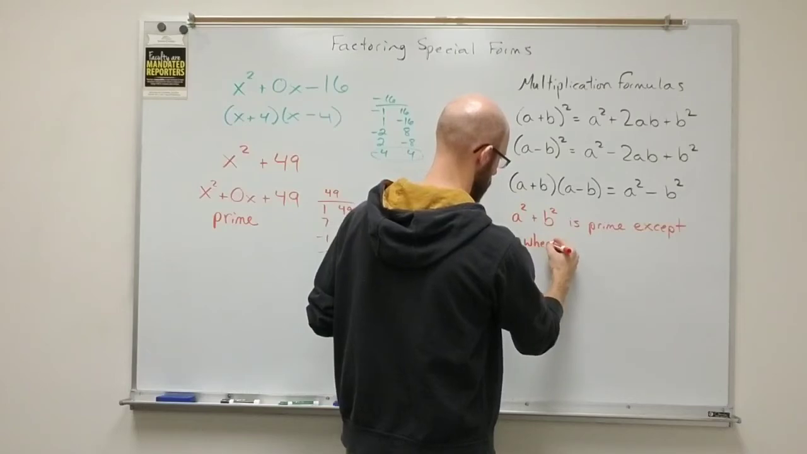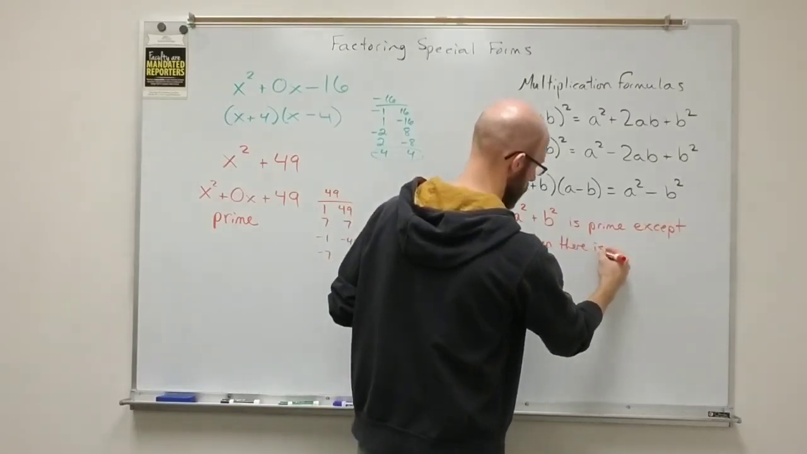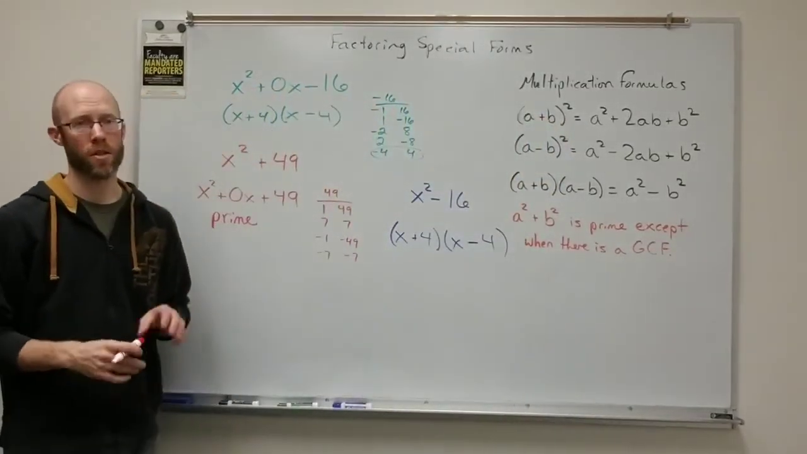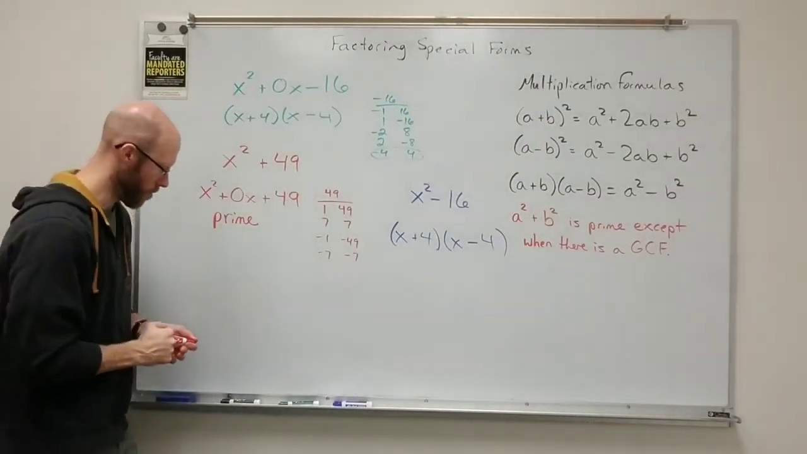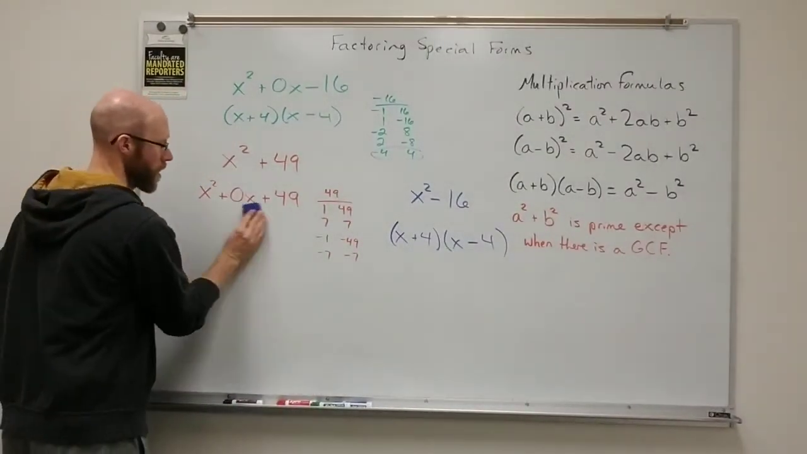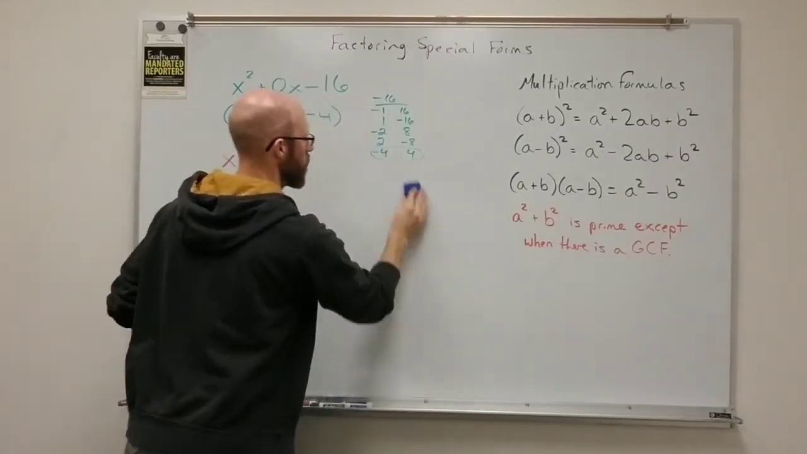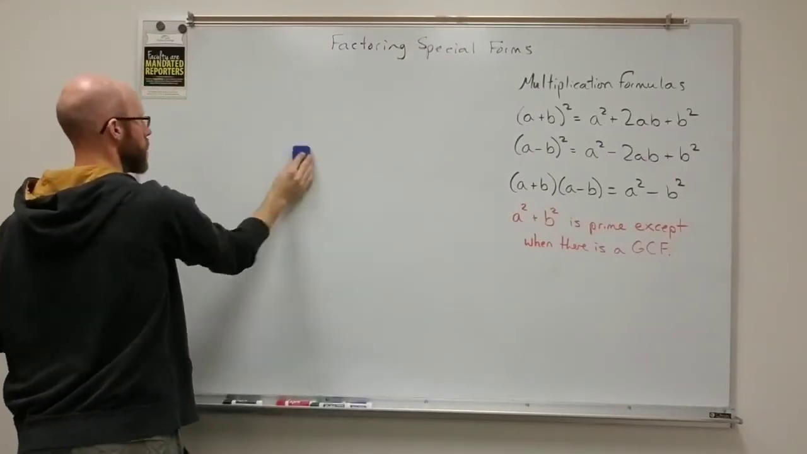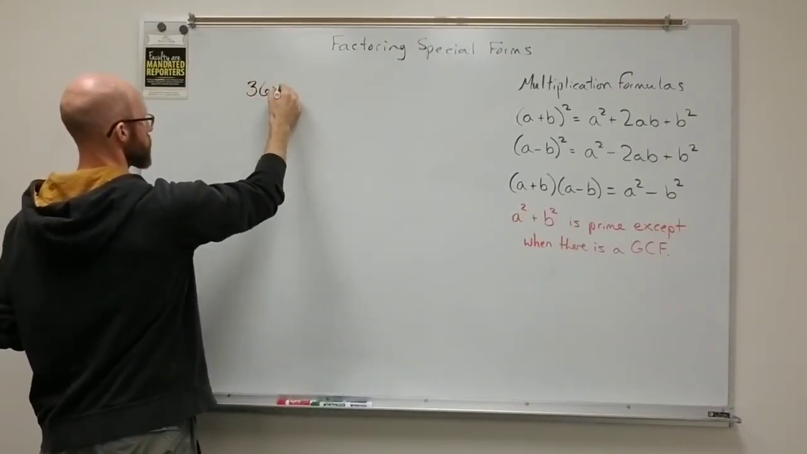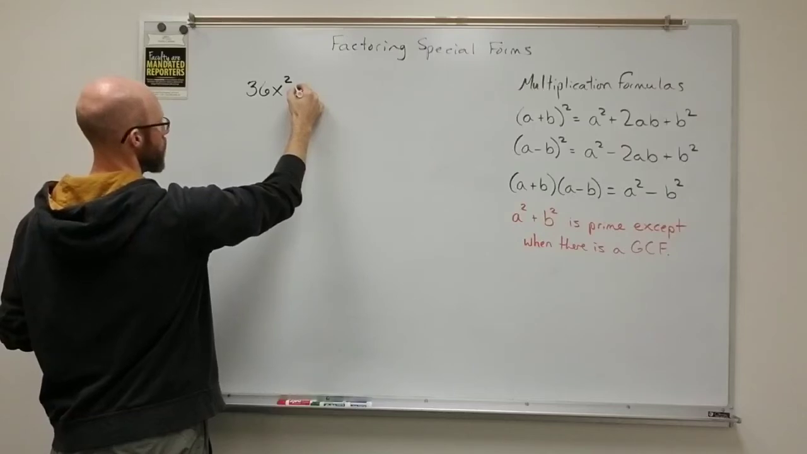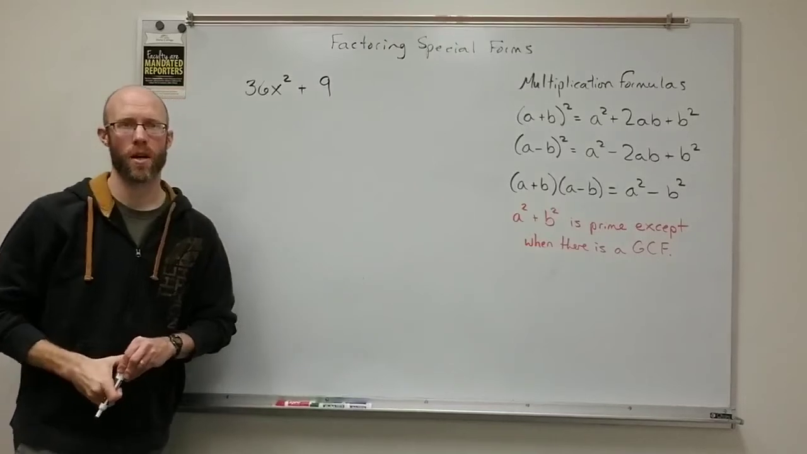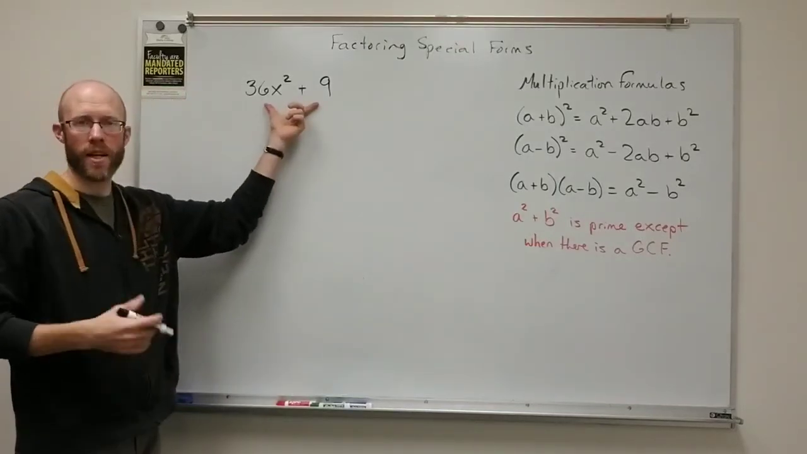except when there's a greatest common factor present. Except when there is a GCF. An example, and these are a little bit more rare, but just to be mathematically correct, I should point it out. An example of one of those might be something like 36x squared plus 9, for instance.